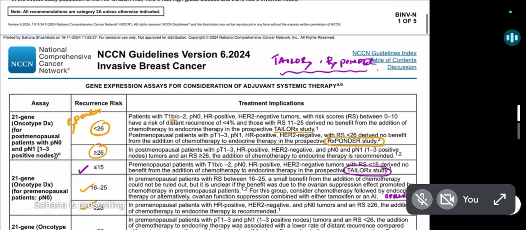So what are the cutoffs? In postmenopausal, it is only 2 categories, less than 26. So patients with T1b/c to T2, N0, hormone positive, HER2 negative. According to the TAILORx study, there is no benefit of addition of chemotherapy to endocrine therapy, so you can safely omit chemotherapy and give only endocrine therapy in them. So for scores between 0 to 10, it is TAILORx. For scores less than 26, it is the RxPONDER trial.